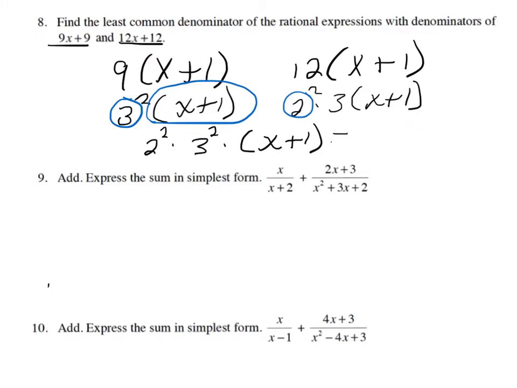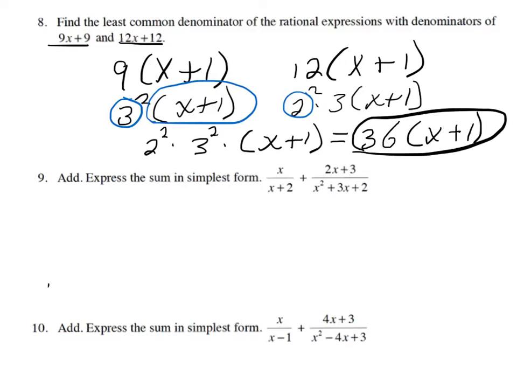So let's just clean this up a little bit. It's going to be 2 squared, which is 4, times 3 squared, which is 9. 9 times 4 is 36, times the quantity x plus 1. I said 36 but I put 39, so let me fix that up. 36 times the quantity x plus 1. And that is our LCD.